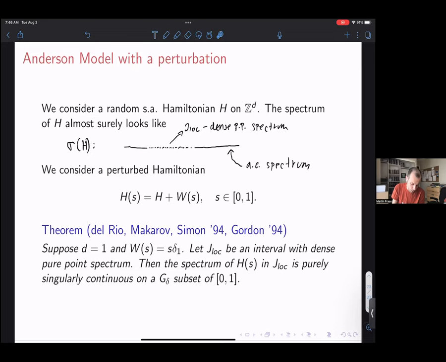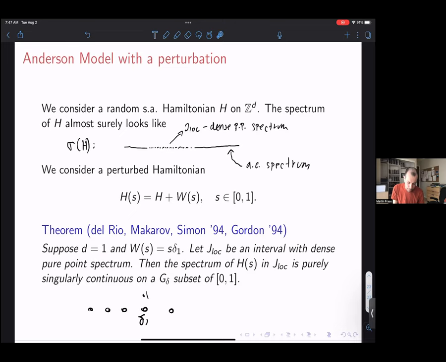I wrote it here for W that is strictly acting on site one, so I have delta one, which is just equal to one at site one and zero everywhere else. So it's a perturbation strictly on one site, but I think it actually holds for any compactly supported perturbation. But okay, I'm not 100% sure. So we take W to be this perturbation, with dimension equal to one.